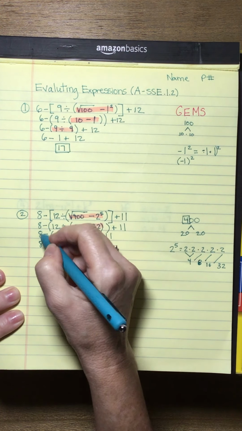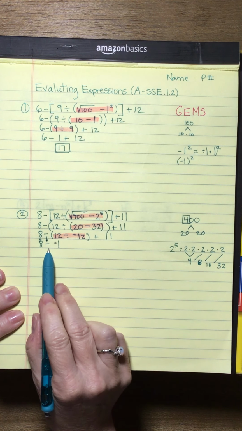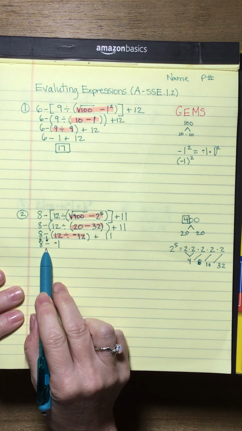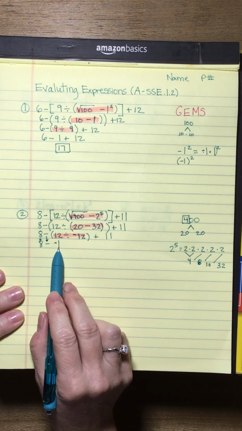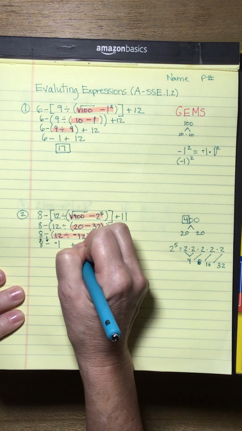Now I want you to notice something here. I dropped down the 8, I dropped down the negative. This negative 1 has nothing to do with the subtraction sign. You can't blur those together, okay? They're two different things. And then we have our plus 11.